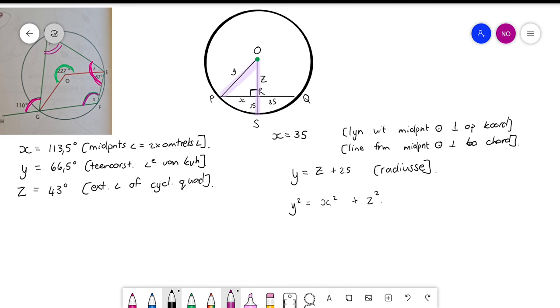Okay, but that doesn't help me a lot because now I have many variables there. So I'm going to make it y squared is equal to 35 squared plus, and this I'm going to write as y minus 25 squared.